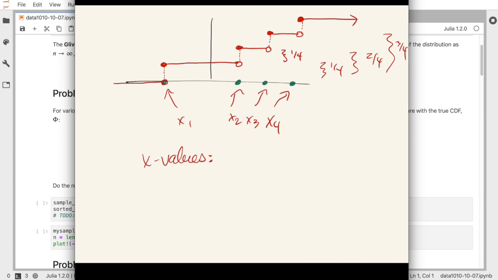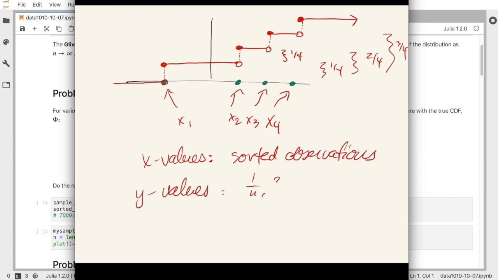So what we need to do is make a step plot whose x values are the sorted observations and whose y values are 1 over n, 2 over n, and so on up to n over n. And we can write this in Julia as 1 colon n divided by n. So just the numbers 1 to n and then divide the whole thing by n.